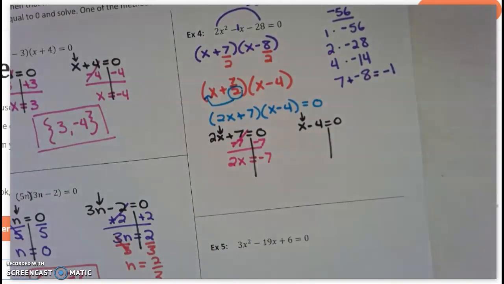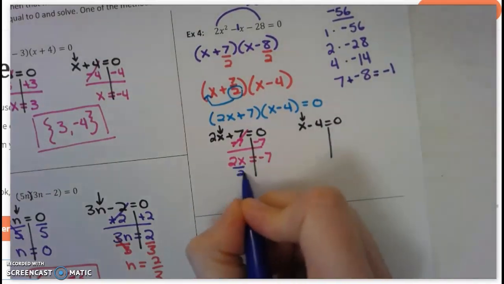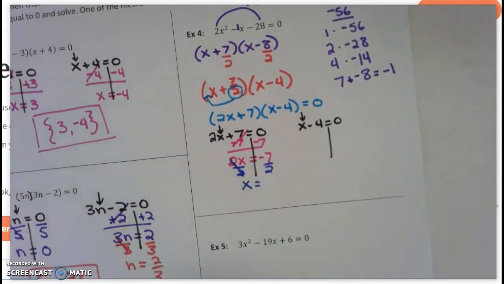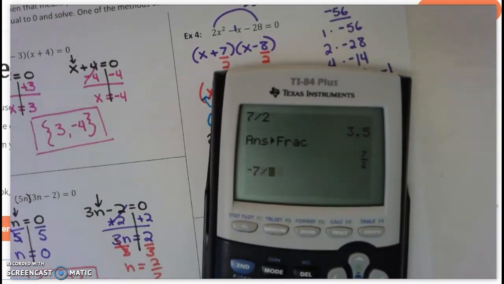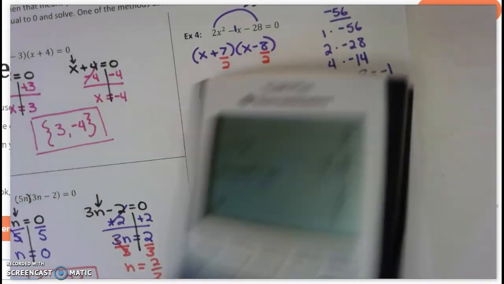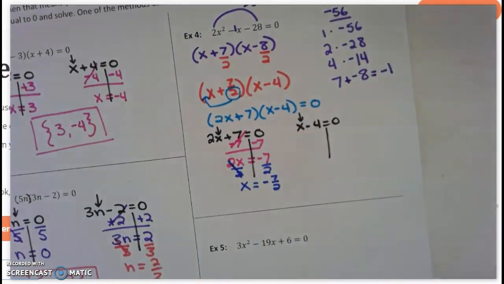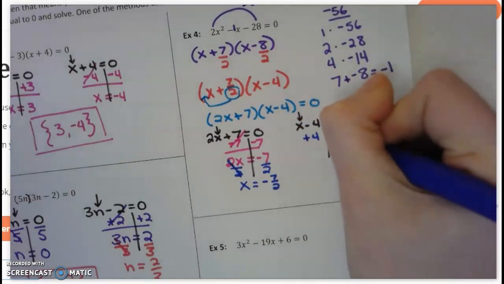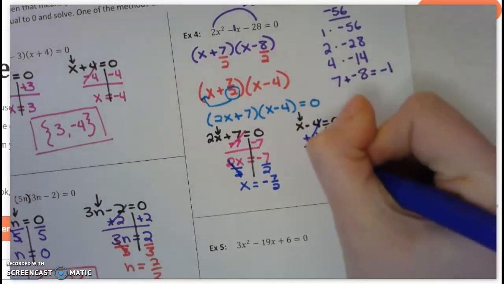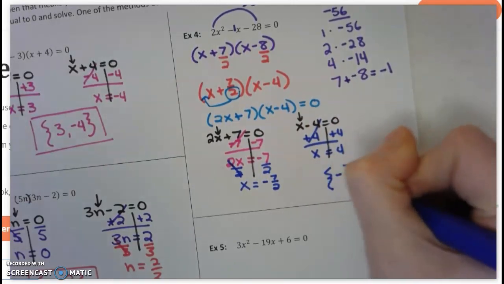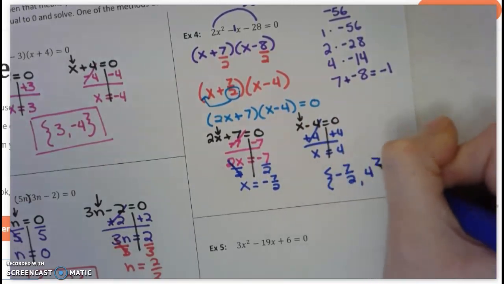When you've got that 2 attached to your letter, the way that you get rid of it is to divide. And you always should double check and see if this is going to change to a decimal. So negative 7 over 2, math enter, enter, turns back to the fraction. Negative 7 over 2. On the one next to it, all I've got to do is add the 4 to each side, and we have x equals 4. So my answer is negative 7 over 2 and 4.